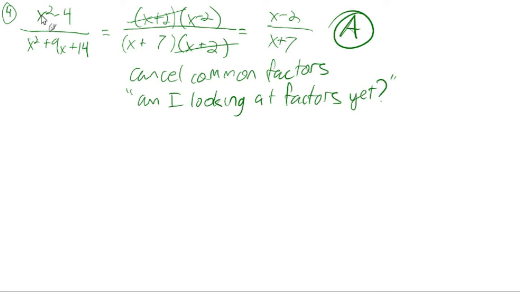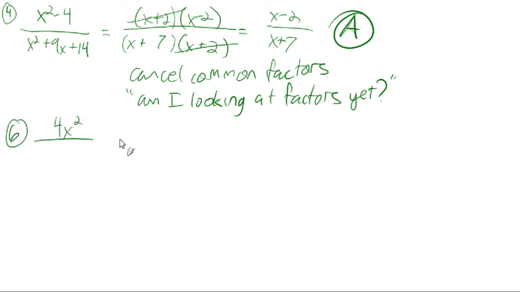Okay? If you're trying to cancel stuff out, ask yourself, are those factors? Are they multiplied? Okay, and in this case, in the very beginning we just talked about, no, they were not factors. We had to factor them first. So now we factor them, and then we can cancel common factors. Okay? So remember to ask yourself that as we move on to number 6.